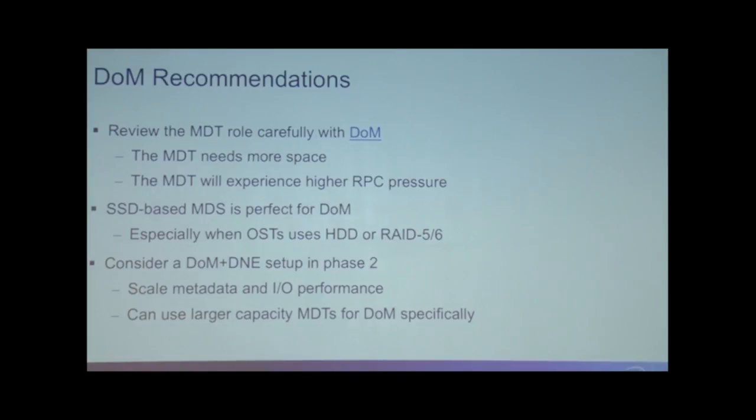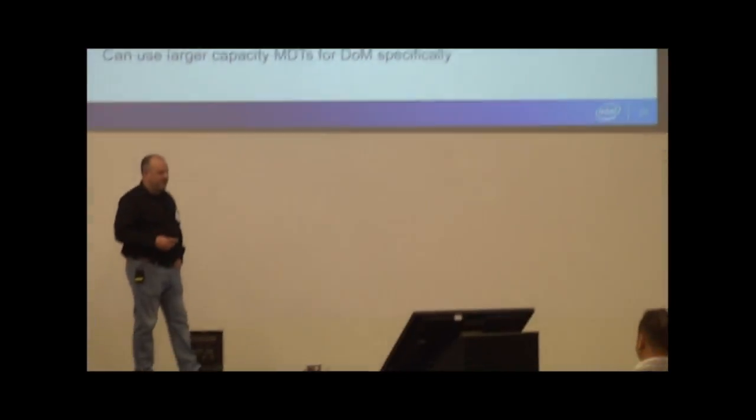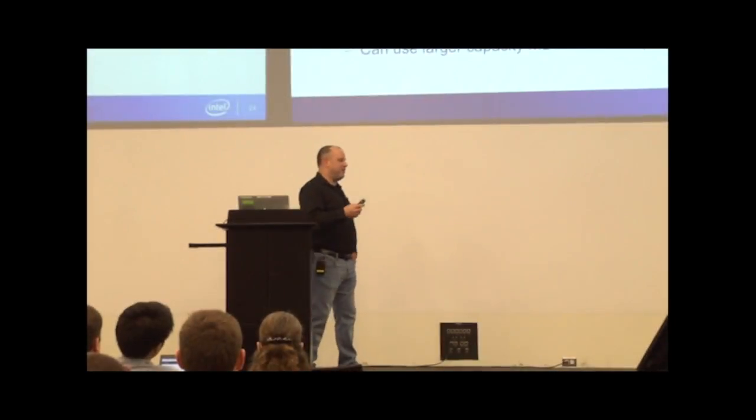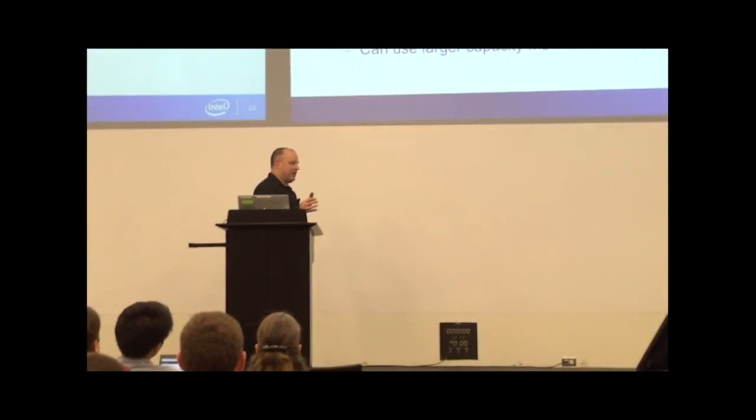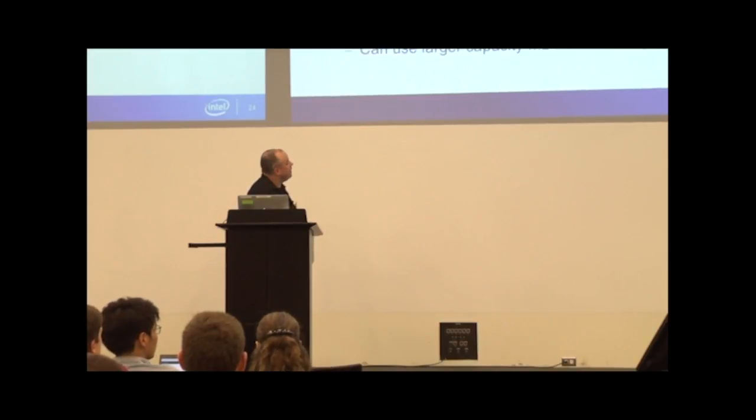If you have an SSD-based Data-on-MDT, it's perfect for DOM, especially if you're using OSTs with hard disk drives or RAID 5/6 redundancy. You'll see a nice performance benefit right out of the box. And in phase 2, you really want to consider a DNE setup, as you may have further benefits once DNE is optimized with Data-on-MDT, to be able to do things like select certain MDTs specifically for DOM if they have better capacity or more storage. So you can split where the DOM activity is happening across MDTs in the DNE configuration.